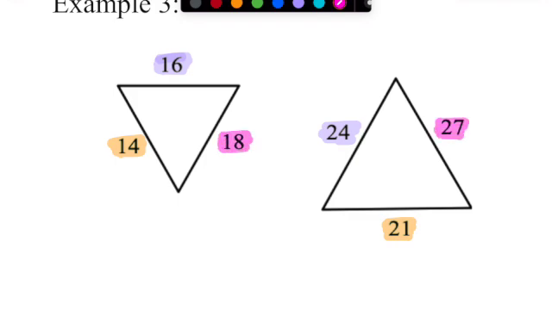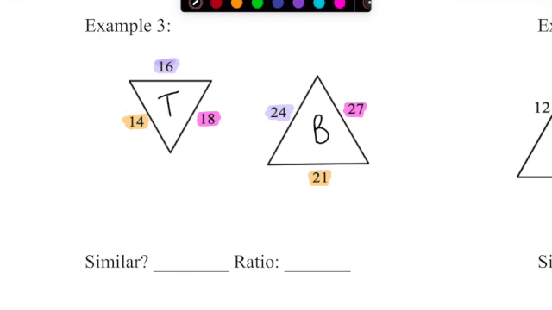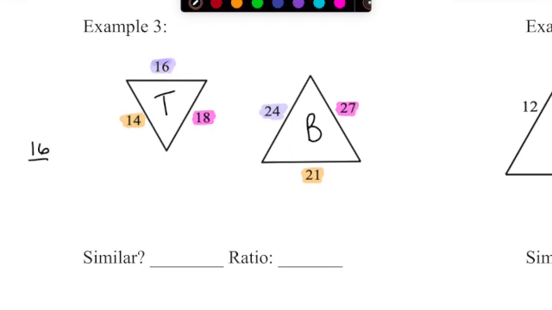And over here, my largest side is 27. Just like with anything else that I'm doing with ratios, I need to choose stuff that goes on top and stuff that goes on bottom. And then I'm going to set up my ratios. So you've got 16 over 24.